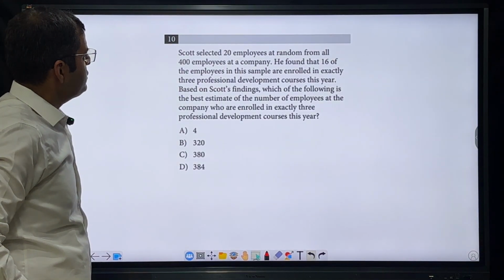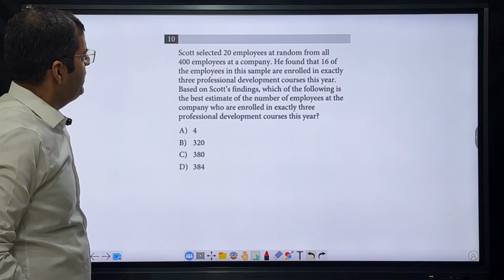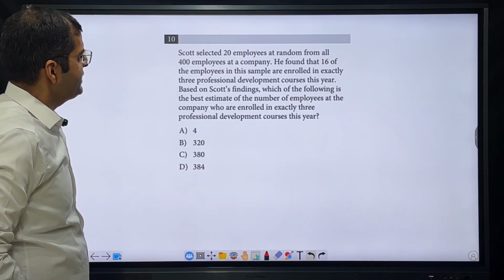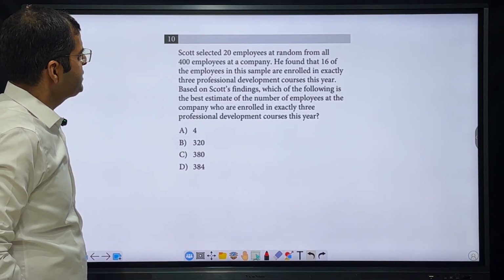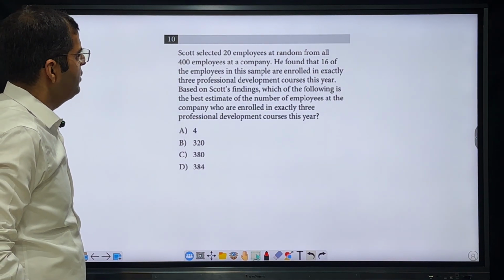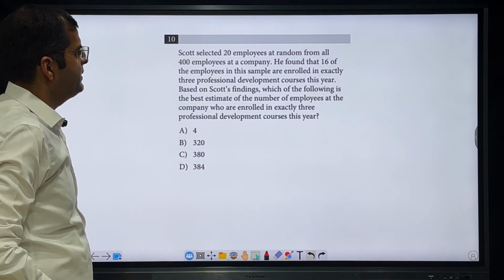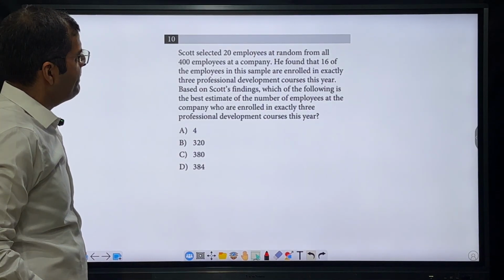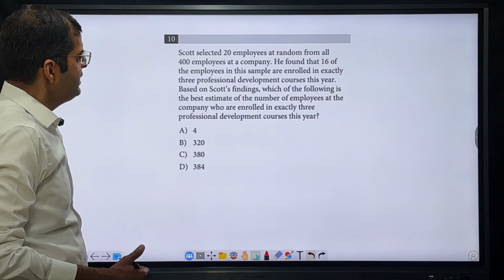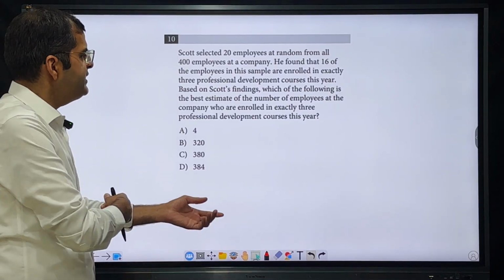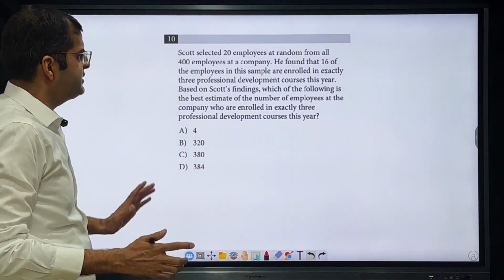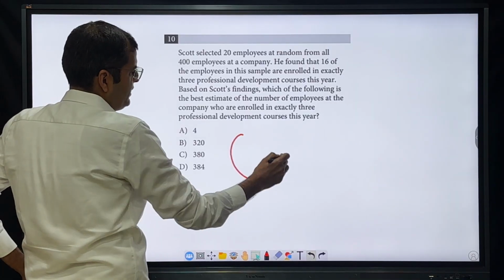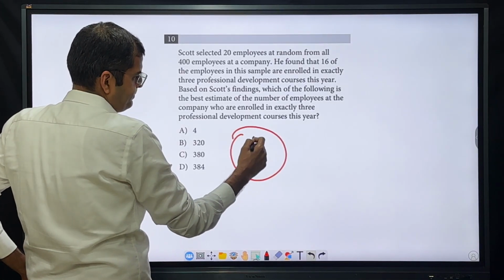Now this question says Scott selected 20 employees at random from all 400 employees at a company. He found that 16 of the employees in the sample are enrolled in exactly 3 professional development courses this year. Based on Scott's finding, which of the following is the best estimate of the number of employees at a company who are enrolled in exactly 3 professional development courses this year?